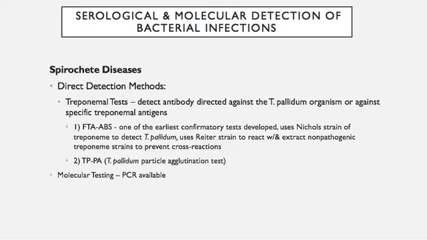FTA-ABS is one of the earliest confirmatory tests developed. It uses the Nichols strain of treponeme to detect Treponema pallidum, and it uses the Ryder strain to react with and extract non-pathogenic treponeme strains to prevent cross reactions.